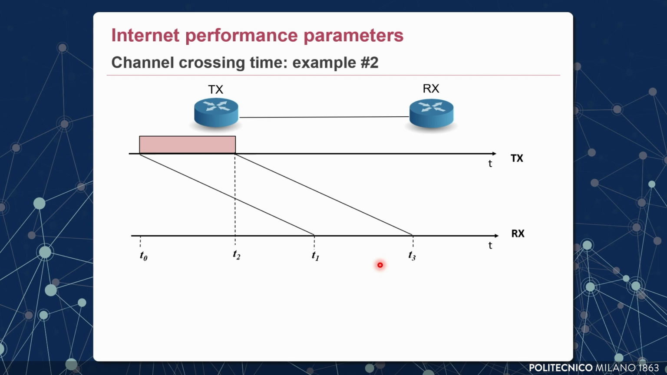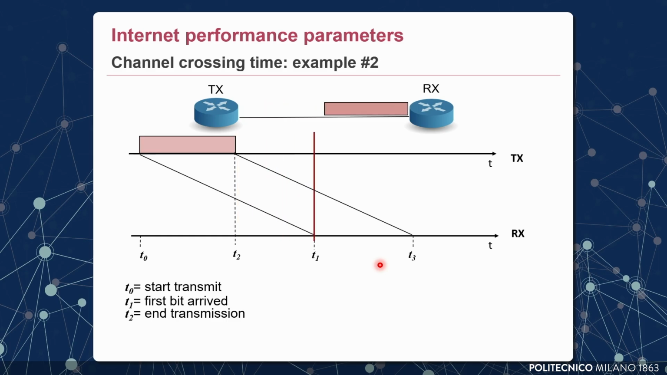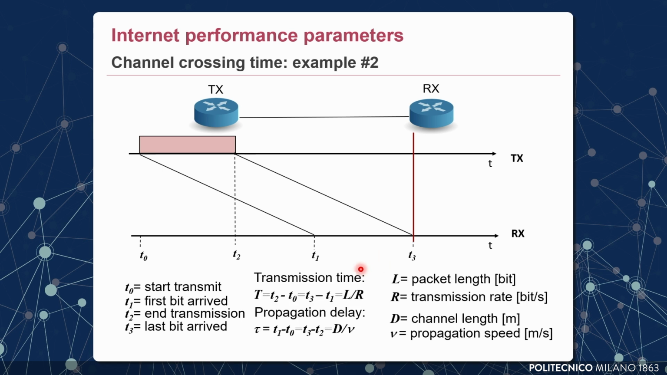This is another example in which we again transmit from the transmitter Tx to the receiver Rx. At t0 we start the transmission. The difference here is that the time t2, where the transmission ends, is smaller than time t1, which is needed for the receiver to receive the first bit. And time t3 is the same as in the previous example, in which the last bit has arrived. Also in this case, we can use these parameters to calculate the transmission time and the propagation delay, with their corresponding units.